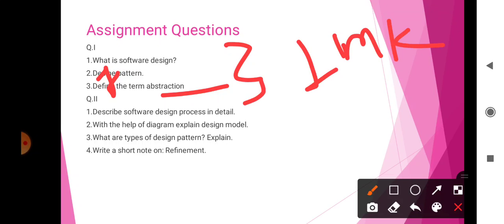Now the chapter is over, and now the syllabus is also over.